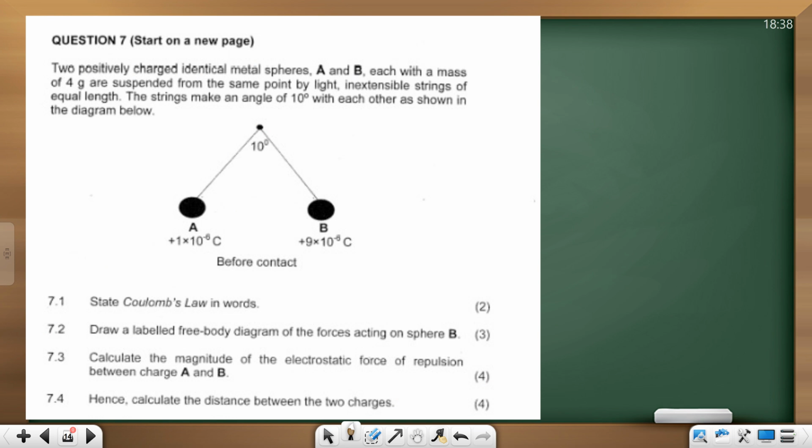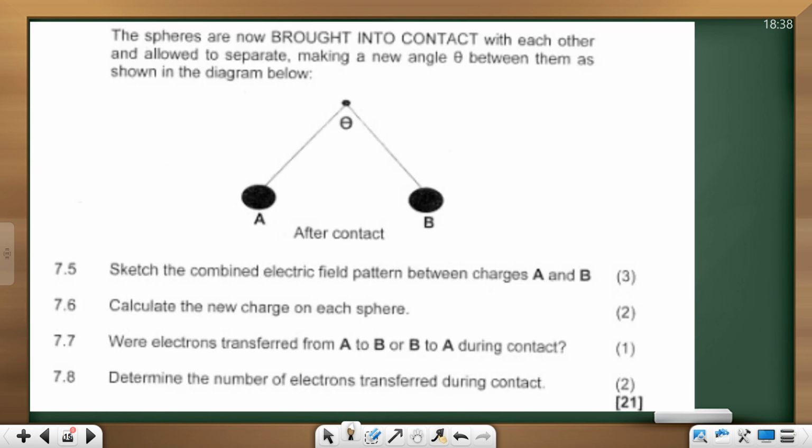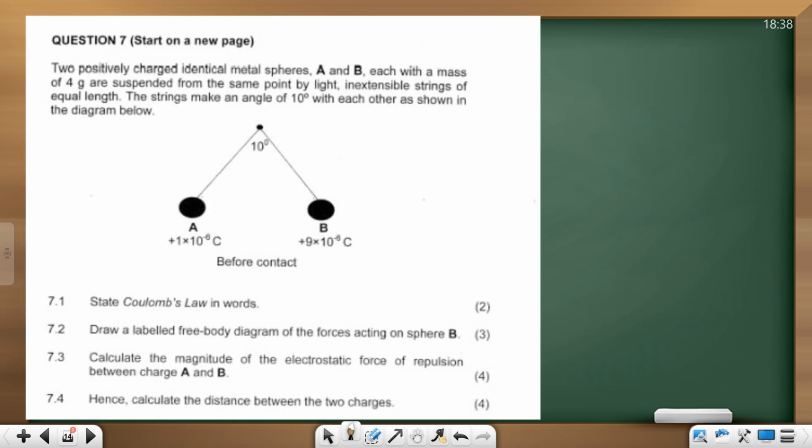Let's see 2 questions on electrostatics. Okay, I've got this with a string. All right, let's see. 2 positively charged identical metal spheres, A and B, each with mass of 4 kg, are suspended from the same point by light inextensible strings of equal length. The strings make an angle of 10 degrees with each other as shown in the diagram below. State Coulomb's law. Again, it's in your notes from school textbooks and all over the place.